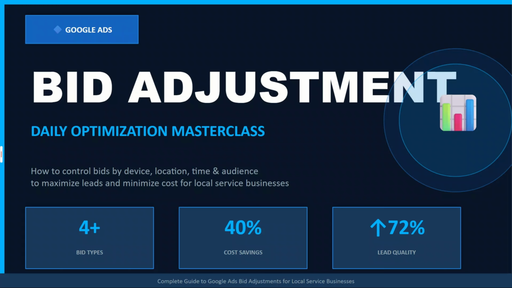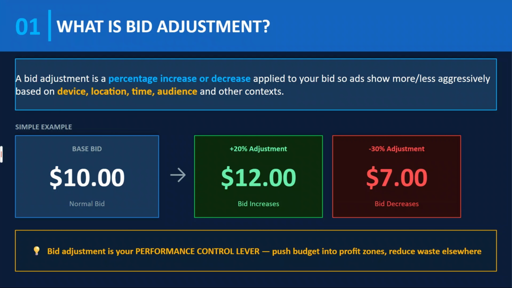Now you might be thinking, what exactly is bid adjustment? Don't worry, I'm going to explain everything step by step in the simplest way possible. We're going to cover four main types of bid adjustment: device, location, time, and audience. We'll use a real local plumbing business as our example, and I will show you exactly how to read your data and make the right decision every day. Okay, let us start from the very beginning.